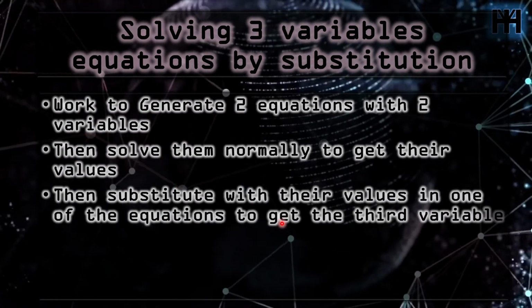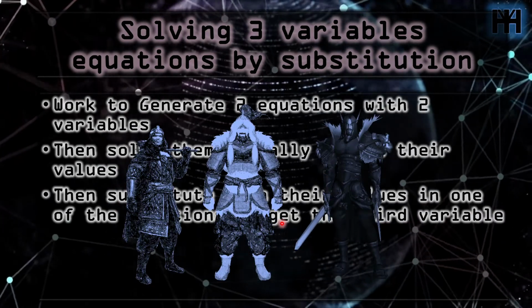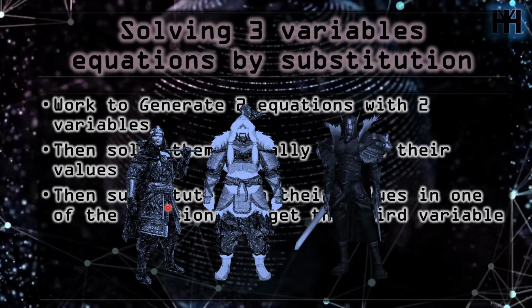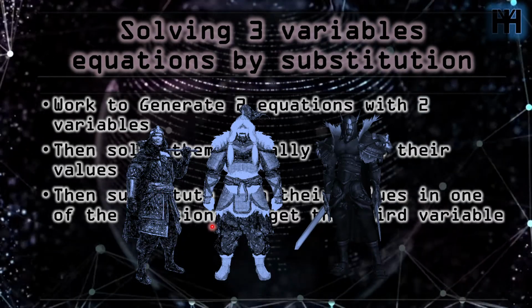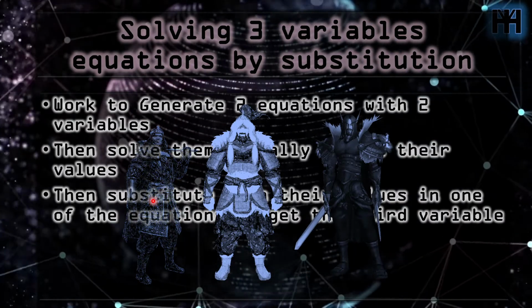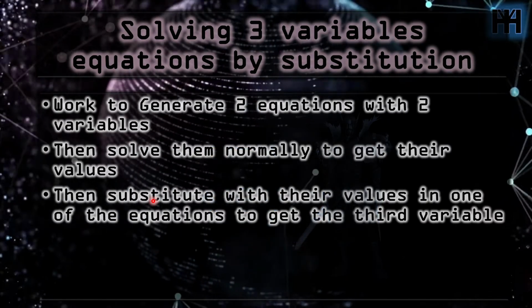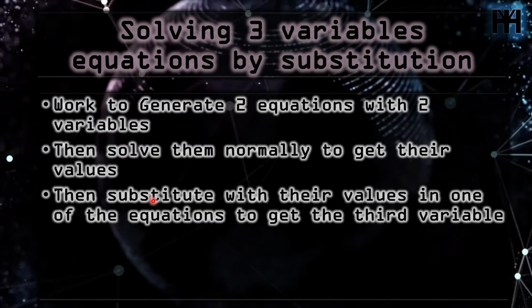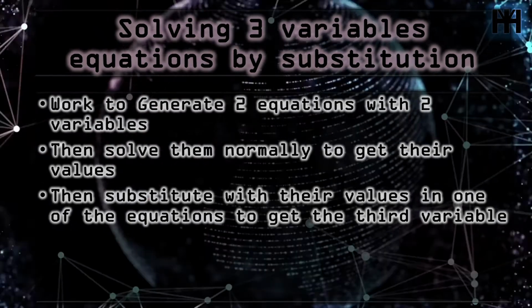Just imagine that there are 3 villains. The 3 equations are 3 villains and you need to beat them. You get one of them, then you can get the other, then you can get the other. Okay, let's see an example here. It will be easier with an example.